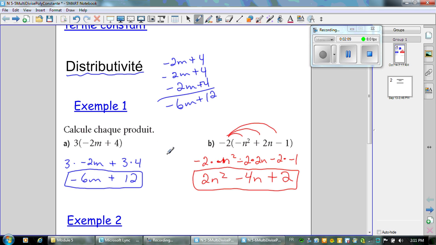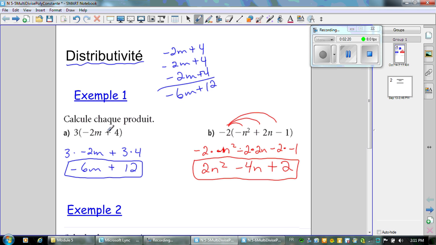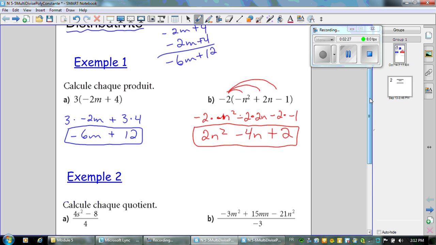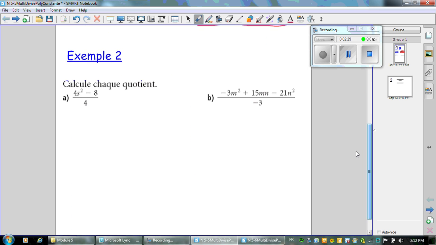So that's for multiplication. You should just distribute what you're multiplying by to each term of the polynomial. Notice that I started with a binomial, my answer is a binomial. I started with a trinomial, my answer is a trinomial. It doesn't change the type.